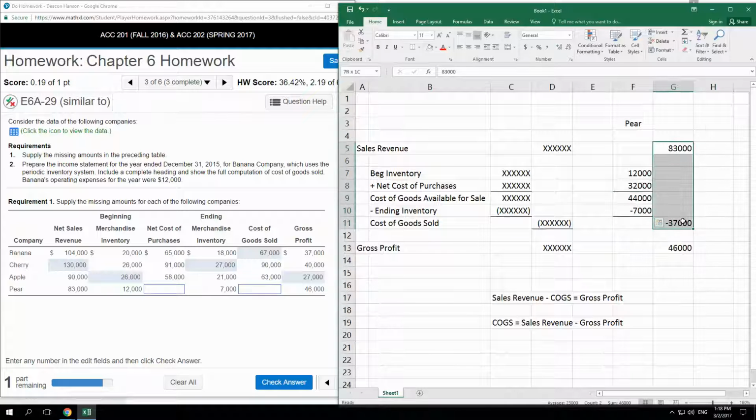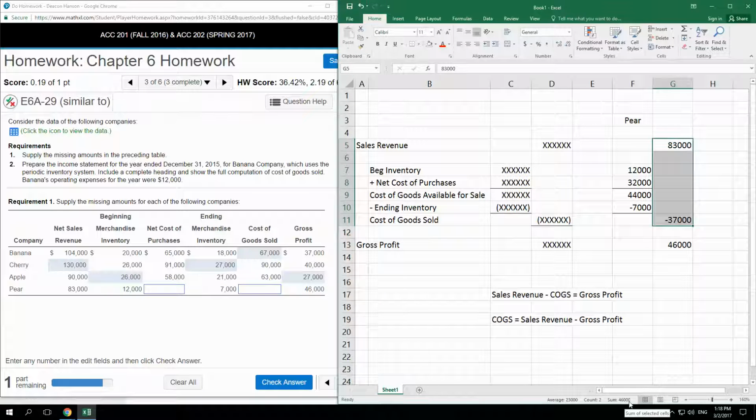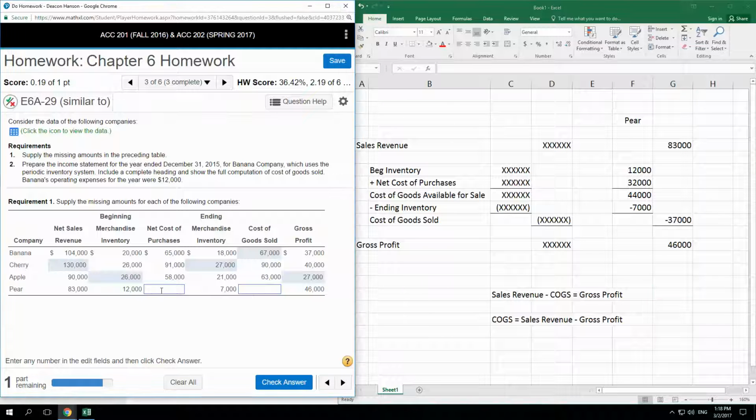And 83 minus 37 should be 46. I'm looking down here. When I highlight them, it shows you that 46,000 down here, really low. If I slide this up, you can see it right there. Okay, so that's one way to double check it without having to type a whole formula in. So my net cost of purchases will be 32,000. My cost of goods sold is 37,000.